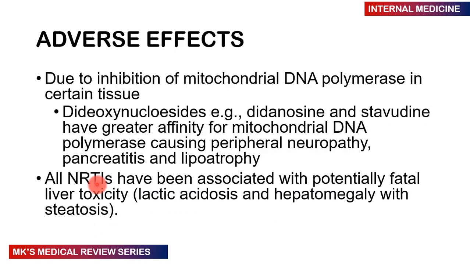Now, what are some of the adverse effects? Remember that the same drugs can inhibit the mitochondrial DNA polymerase gamma, which is found in the mitochondria in certain tissues. The deoxynucleosides, such as didanosine and stavudine, have a greater affinity for this enzyme, so they can result in side effects like peripheral neuropathy, pancreatitis, even lipoatrophy.